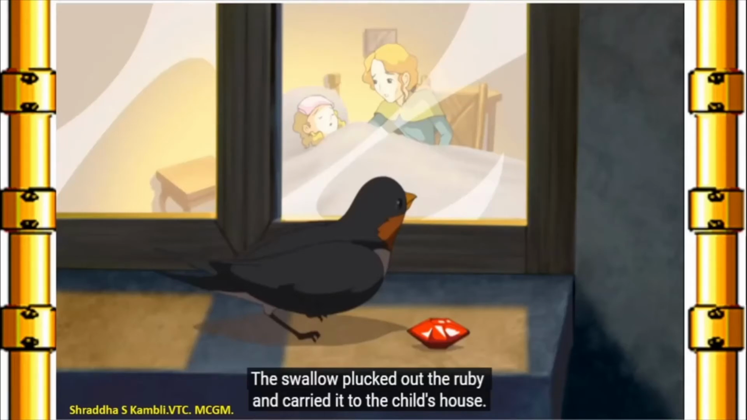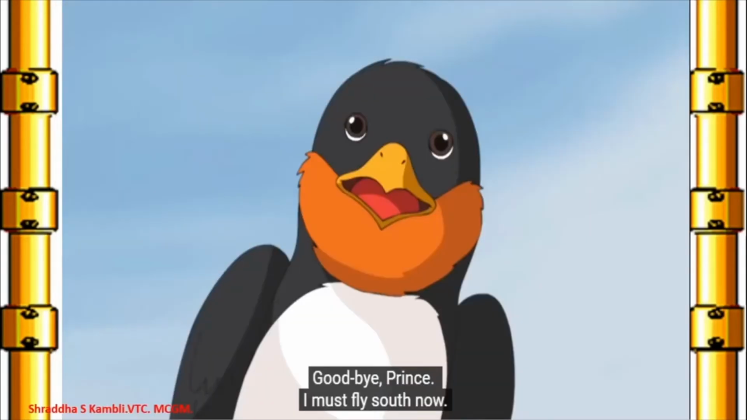Okay, but remember, the prince had to give up one of the precious stones on his sword in order to help this child. Let us see which other people they helped together now. So now the work was done. The ruby was given to the tailor and her child. So the swallow tells the prince, "Goodbye, prince. I must fly south now."